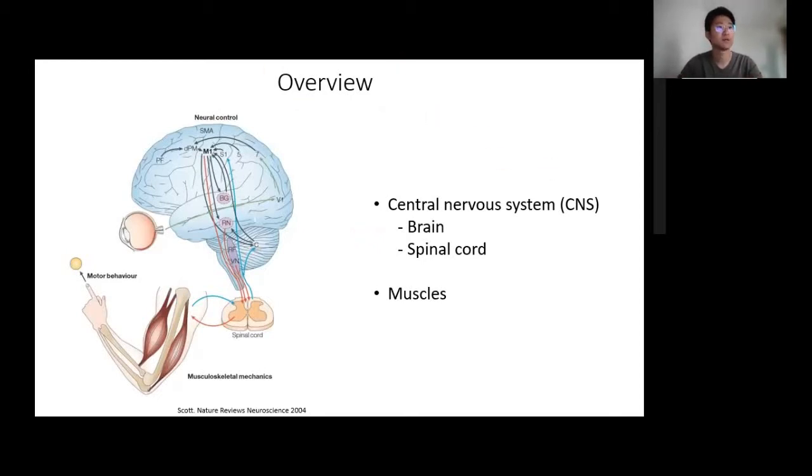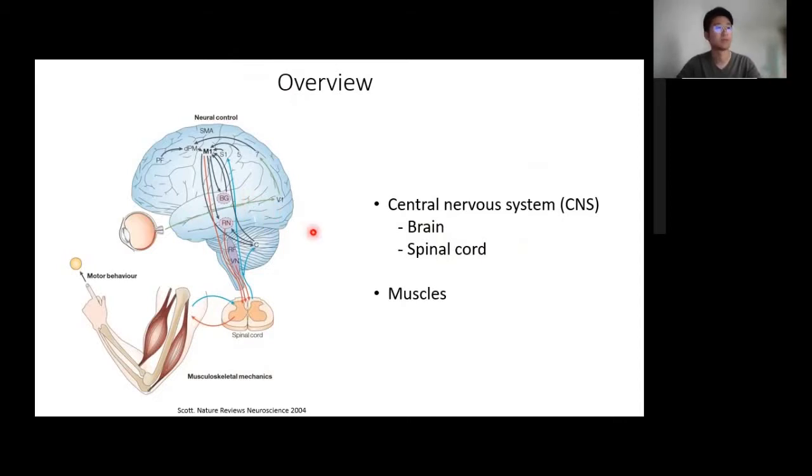So let's have an overview of the human motor system. There are mainly three parts of the system: the brain, as you see here, and the spinal cord, and at the lower level, the muscles. Usually we call the brain and spinal cord together the central nervous system, or CNS for short. In today's lecture, I will start from the muscle level and talk about the spinal cord. And in the next lecture, we will go to the more complex brain.